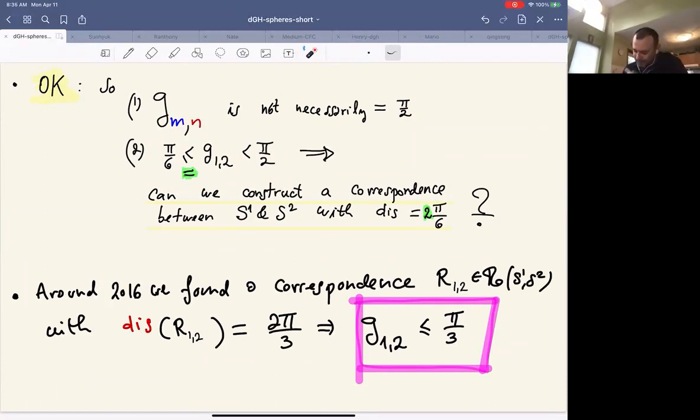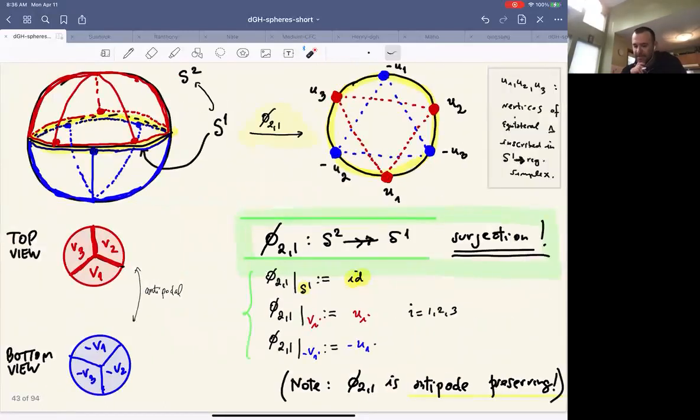A few years ago, we managed to construct a correspondence R12 between the circle and the sphere of 2 dimensions with distortion exactly 2π/3. That led to, of course, π/3 here. So we still had a gap, but let me tell you how that correspondence was constructed.